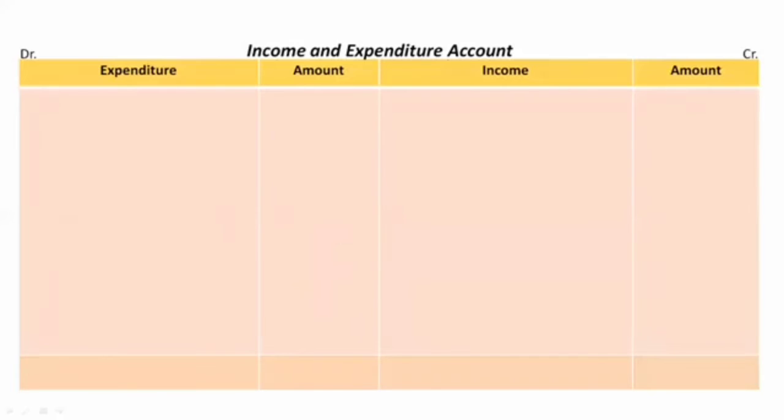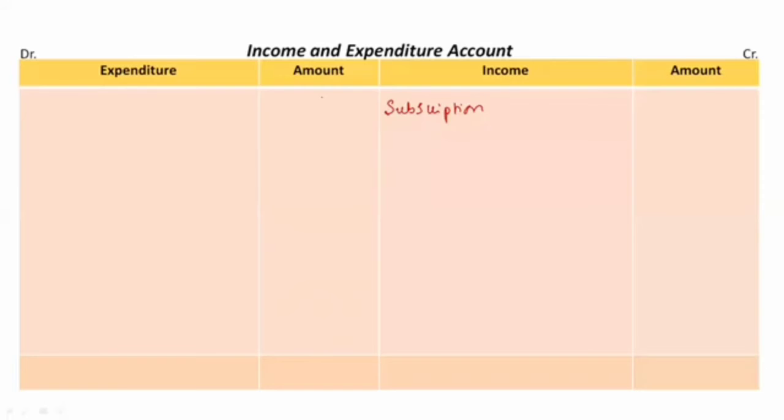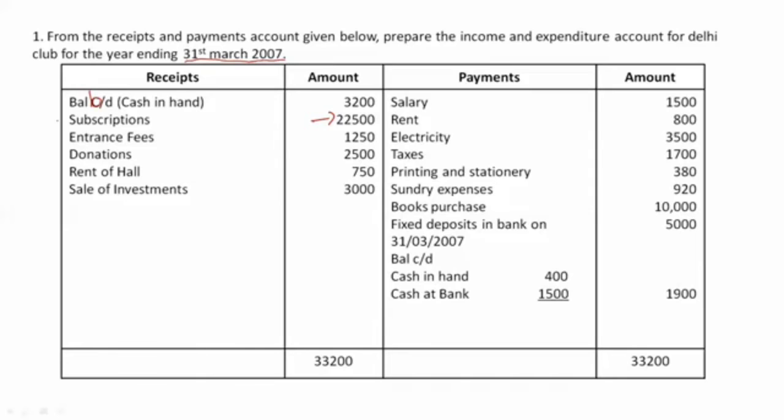This is the format of an income and expenditure account. On the debit side we have expenditure and on the credit side we have income. Receipts are my income, so on the income side I will take subscription, rupees 22,500. Just take the same amount as it is. Back to the question. Then this is done, tick.